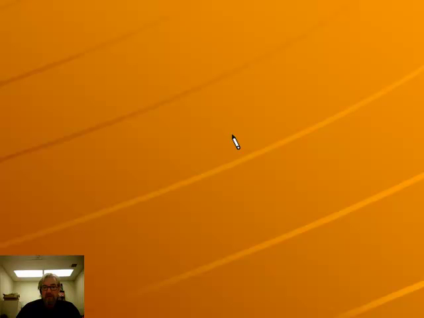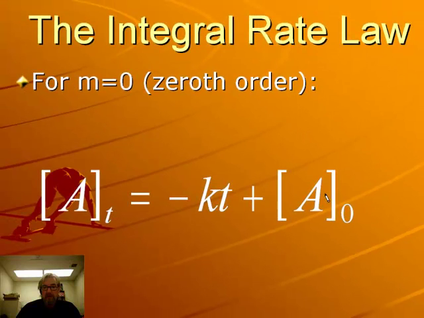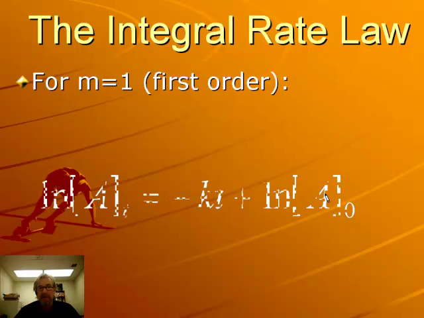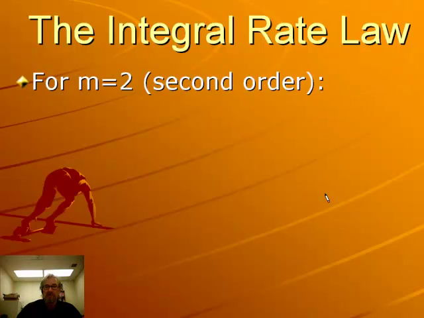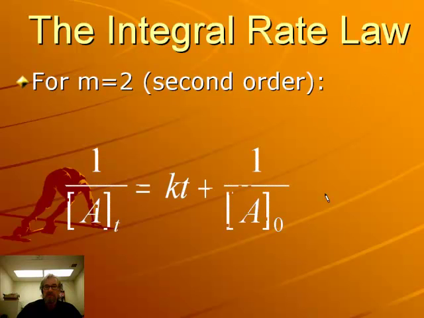So let's review. If we have a 0th order reaction, then the concentration of A, which is a reactant, at any time is equal to minus k times that time plus the initial concentration. So that's the integral rate law for a 0th order reaction. For a first order reaction, the natural log of concentration at any time t is equal to minus the rate constant times time plus the natural log of initial concentration. That's the integral rate law for a first order reaction. For a second order reaction, the inverse of A at any time is equal to kt plus 1 over the initial concentration. That's the integral rate law for a second order reaction.